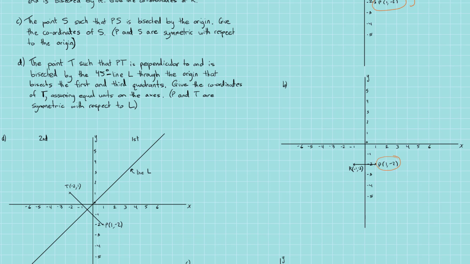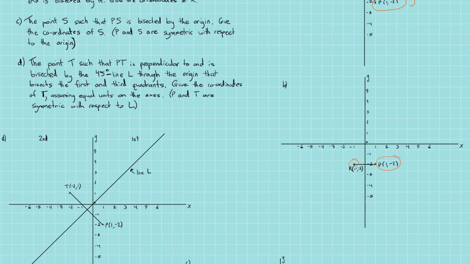So for part B, we're starting at P again, but we're going horizontally, and we want the y-axis to bisect that line. So we end up at the point R, (-1, -2). So the change is that the x-coordinate turns negative in this case.